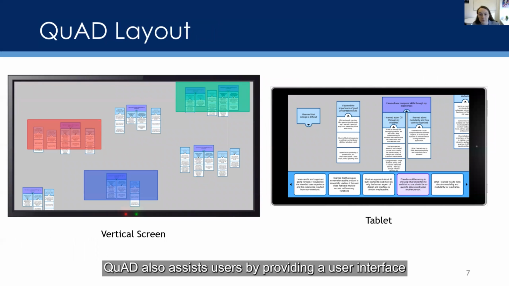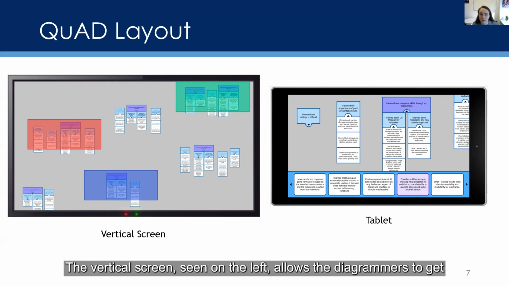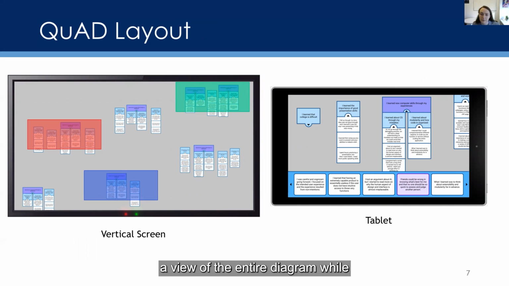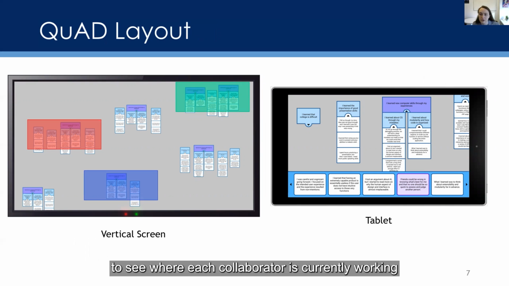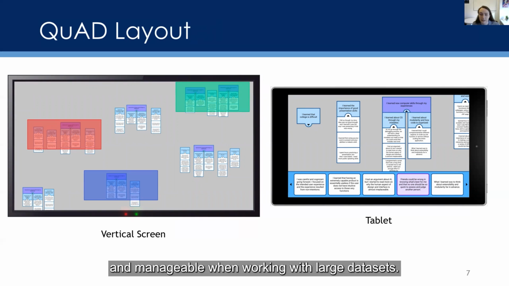QuAD also assists users by providing a user interface conducive to large affinity diagrams. The interface uses a shared vertical screen and an individual tablet for each collaborator. The vertical screen, seen on the left, allows the diagrammers to get a view of the entire diagram while it's being created and to see where each collaborator is currently working on the diagram. The interface is designed to help users keep things organized and manageable when they are working on large data sets.